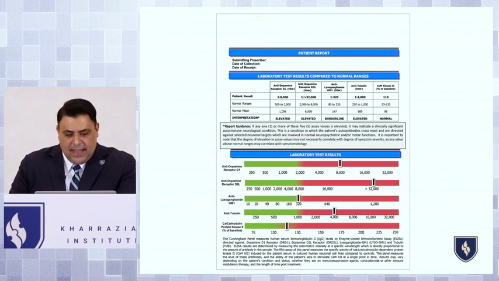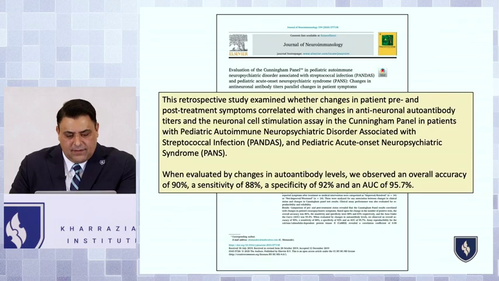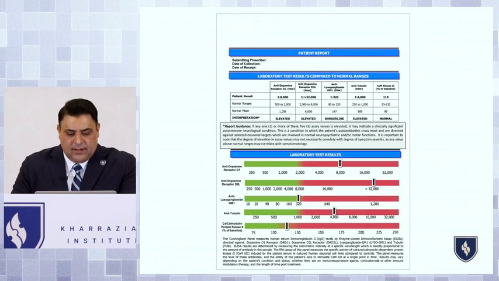Now, this panel has gotten some criticism and some reviews, and let me show you a few of these papers so you understand what this is all about. And by the way, these are not all the target proteins. So there are many kids that will never show up with these biomarkers on a Cunningham panel, despite the fact they have infection-induced neuropsychiatric symptoms and respond to IVIG therapy in the acute phase.